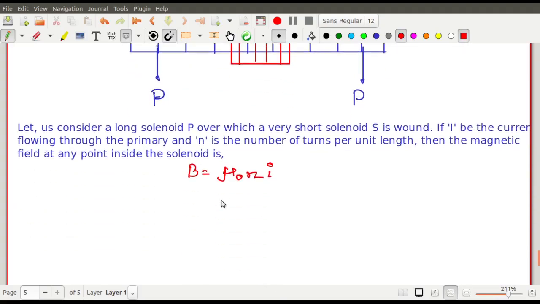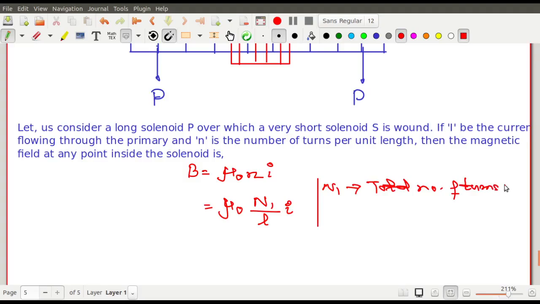And this one I can write again as mu 0 N1 by L into I, where N1 is the total number of turns in capital P, and small l is the length of capital P. Total number of turns of capital P, and it is the length of capital P. So that's why small n I can write as N1 by L. Safely I can write it. The current I write by capital I, so I should write capital I over here. Okay, that's the magnetic field at any point inside.